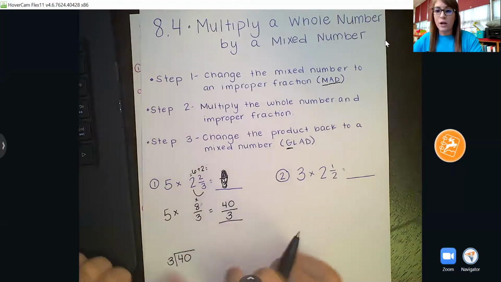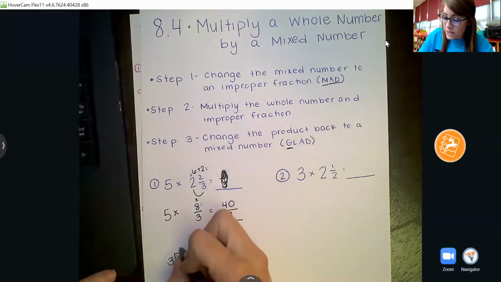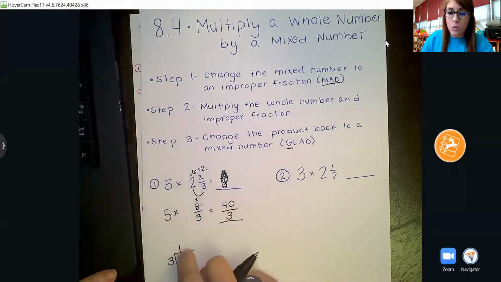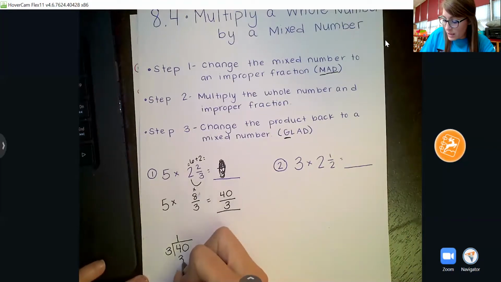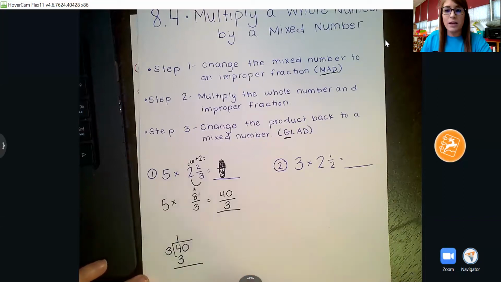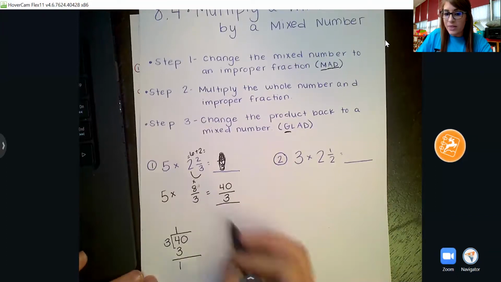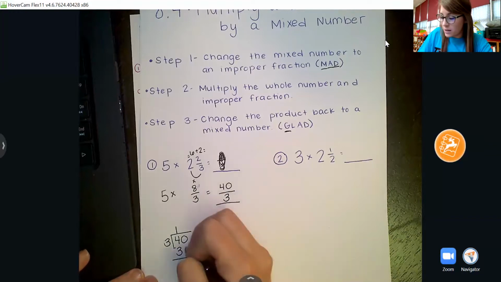How many times can 3 go into 4? Very good. 1 time. 3 times 1 is 3. Very good. So I'm going to put that right down here. Then I'm going to have to subtract. 4 minus 3 is 1. Very good. And then I'm going to check, is 1 less than 3? Yes, it is. Bring down that 0.